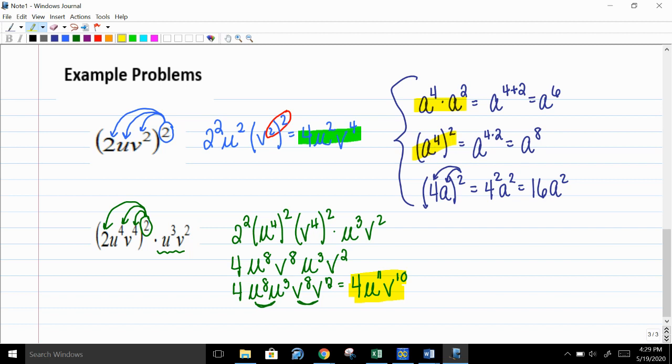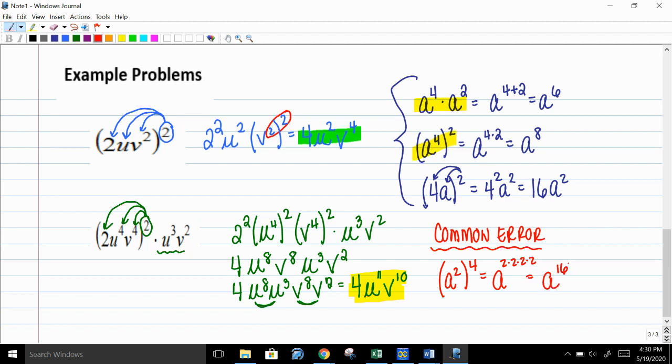The one thing that I want you to be heads up for here, guys, is a quick common error. I'm writing it down because I don't want you to make this mistake. If you have an exponent high, let's say we have a to the second to the fourth. A lot of people will say that this is a to the 2 to the fourth power. So a lot of people will actually do 2 to the fourth power, which is 2 times 2 times 2 times 2, which is going to end up being a to the 16.